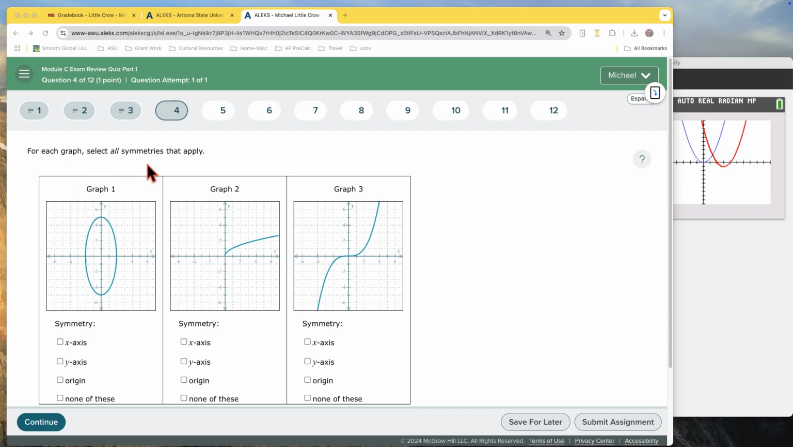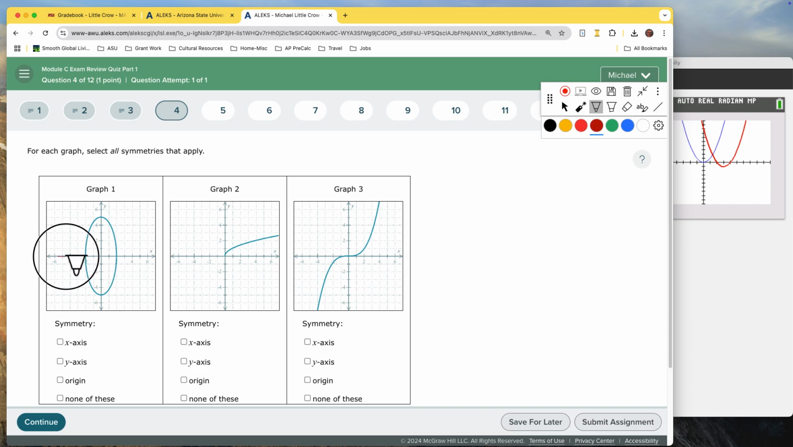Q04 is about symmetries. So what kind of symmetry does it have? So we can see that this ellipse, if we were to go along the x-axis, the top could fold over to the bottom, so it definitely has x-axis symmetry. For the same reason, it has y-axis symmetry, right? This could fold over to that, so we're going to check that one off.